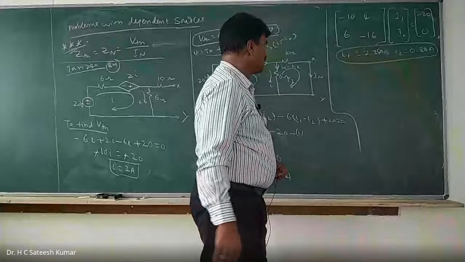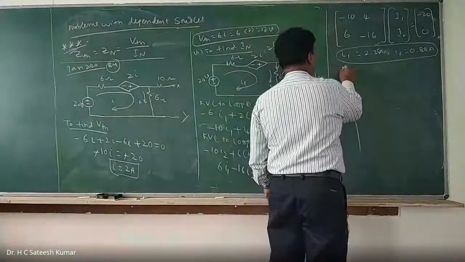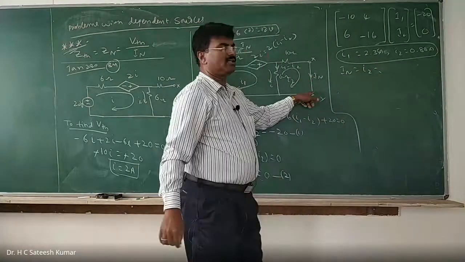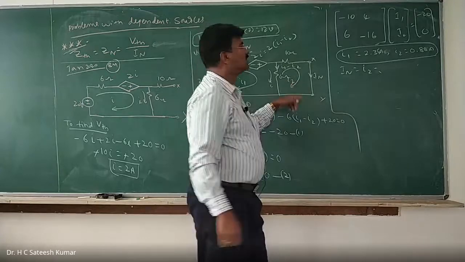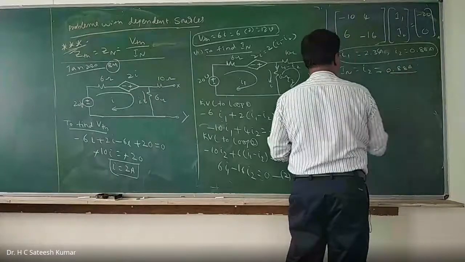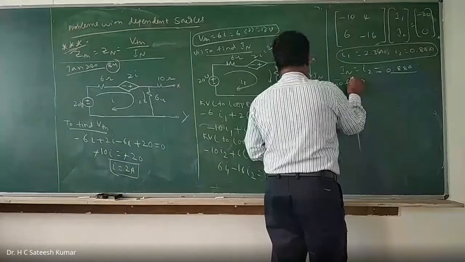Okay, right. Now you find out IN. IN is nothing but equal to what? IN is equal to I2 only, no? This is your IN, which is nothing but I2. Therefore, we have 0.88 amps.